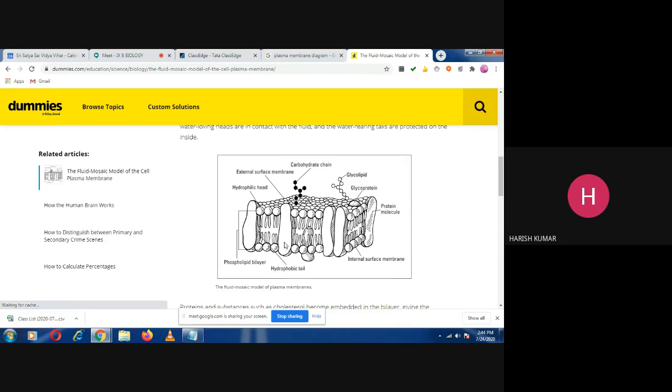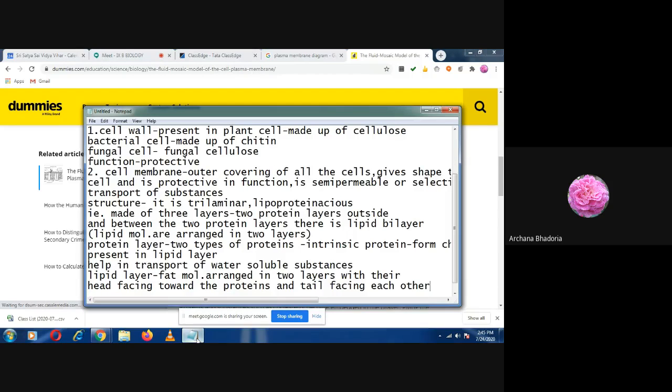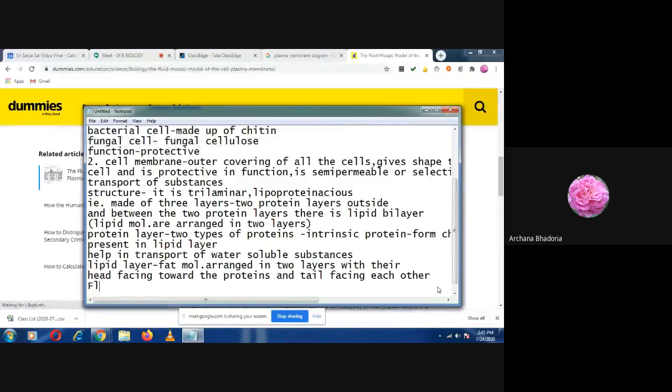क्योंकि फैट लेयर में से वाटर सॉल्युबल सब्सटेंसेस तो फैट में से नहीं जा पाएंगे, तो they will be transported through these intrinsic proteins. So intrinsic proteins are also called permeases. So I'll write down, okay, this model name, remember, it is known as fluid mosaic model of the plasma membrane.